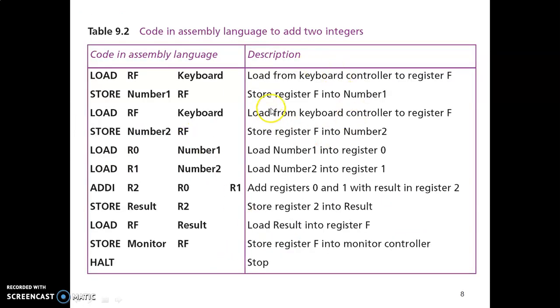And this is a table of a code in assembly level language to add two integers. The left column talks about code in assembly language and the right column talks about the description. If you take an assembly language instruction, it is going to have a mnemonic followed by the operands. The instruction says load from keyboard controller to register RF. Likewise, we'll have certain instructions in the assembly language along with the description. So this is a code in assembly language to add two integers.